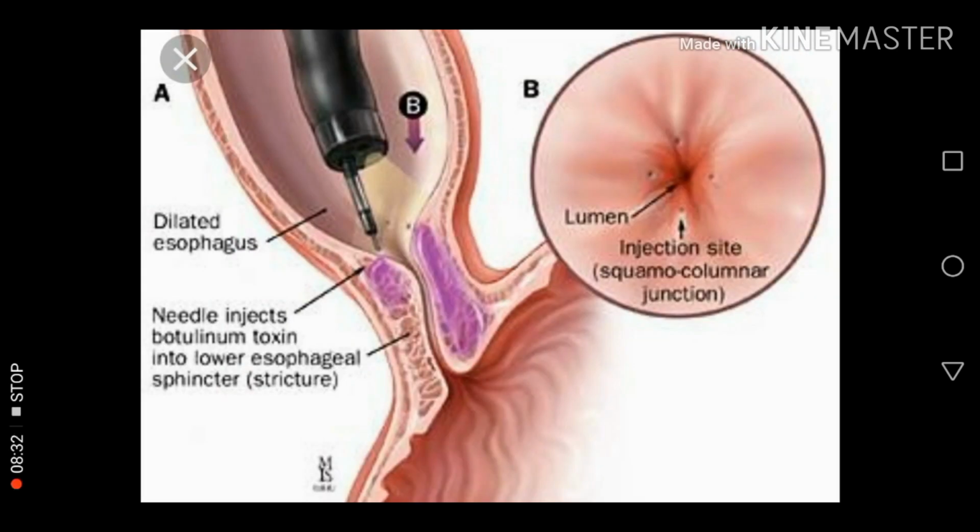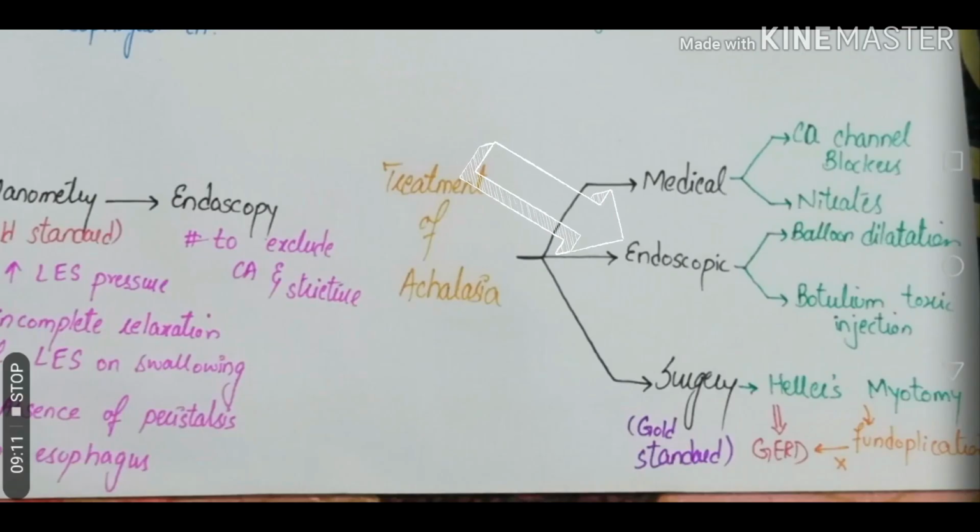Now, this is the other part of management through endoscopy, that is, by means of an endoscope, injection is sent down to the lower esophageal sphincter and botulinum toxin is injected. Now, this botulinum toxin will cause relaxation of the smooth muscles present in the lower esophageal sphincter and it will allow the passage of food from esophagus into the stomach. Endoscopic management needs to be repeated at regular intervals and it does not have an ample amount of success rate so that it could be used as a gold standard.